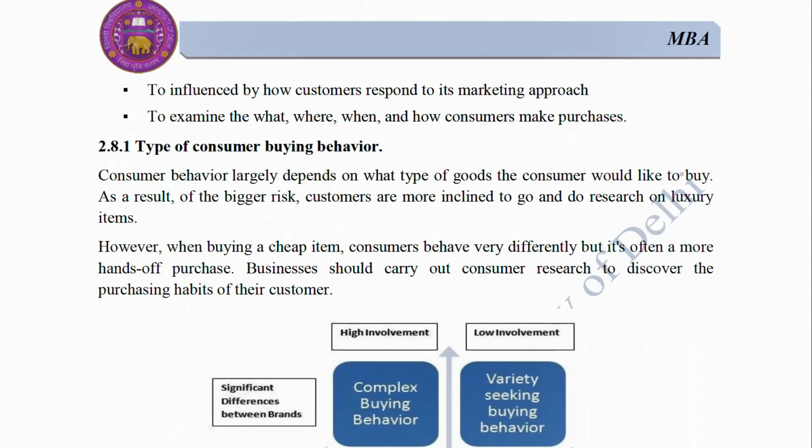2.8.1 Type of consumer buying behavior. Consumer behavior largely depends on what type of goods the consumer would like to buy. As a result of the bigger risk, customers are more inclined to shop around and do research on luxury items. However, when buying a cheap item, consumers behave very differently, but it's often a more hands-off purchase. Businesses should carry out consumer research to discover the purchasing habits of their customers.